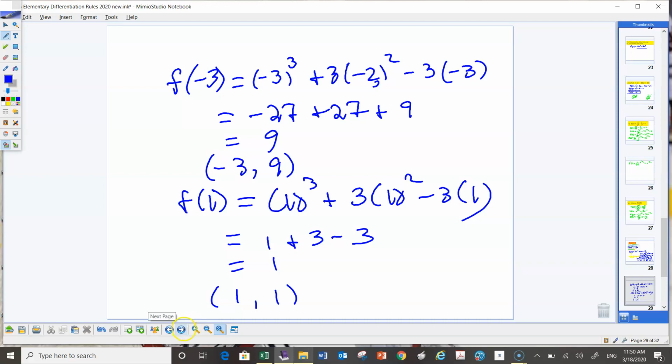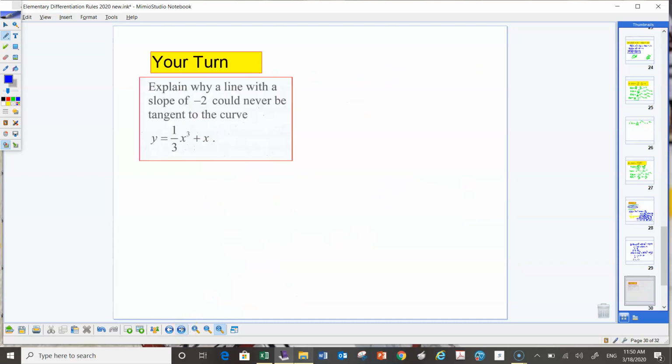All right, let's take a look at a similar example. So this one is saying, explain why a line with a slope of -2 could never be tangent to this curve. Well, again, as soon as you see the word tangent line or tangent, we're thinking derivative.